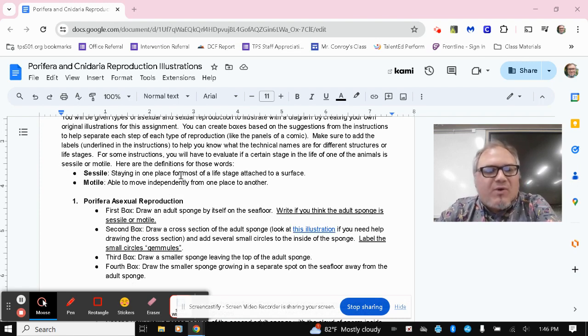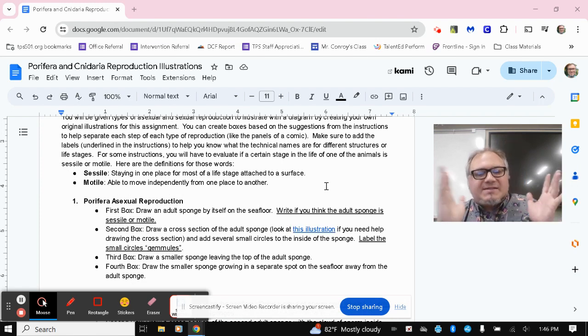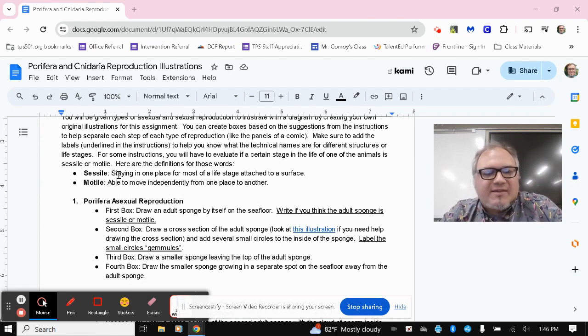Sessile means staying in one place for most of a life stage attached to a surface. So, again, maybe it has some moving body parts, but it can't really move around. So, anything that is in particular settled on the seafloor is probably sessile.